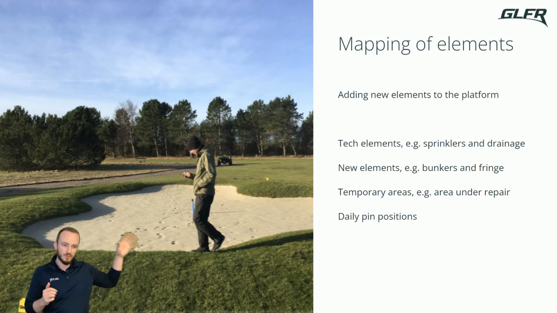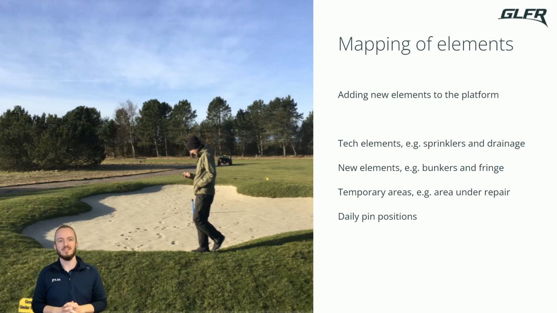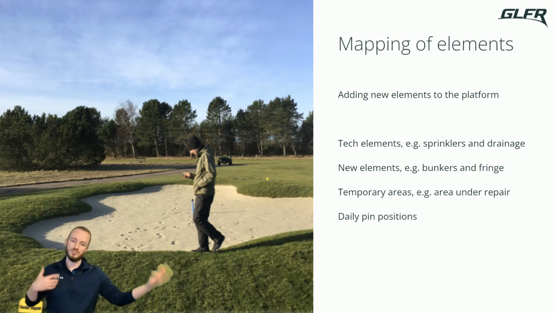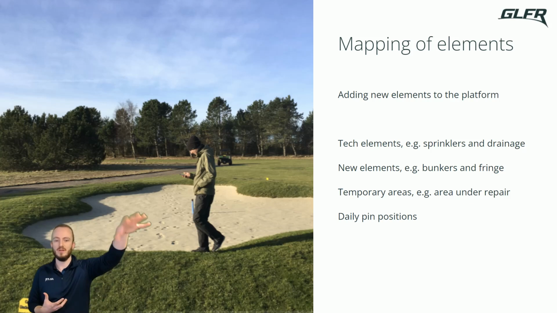So you can add new tech elements, you can add new course elements like bunkers or fringe area or a hazard marking or penalty area as it's called today. You can also add temporary areas such as area under repair if you want to map those for your own sake, or so you can show it in the GLFR app so players can see them. If you have an area under repair that's active for maybe a couple of weeks because you're doing some work, it's really good to present that in the app so players can see it when they tee off, that you have an area in the top right of the hole next to the green that they can't go into. It's really simple to add it, and you can do it directly with your smartphone.